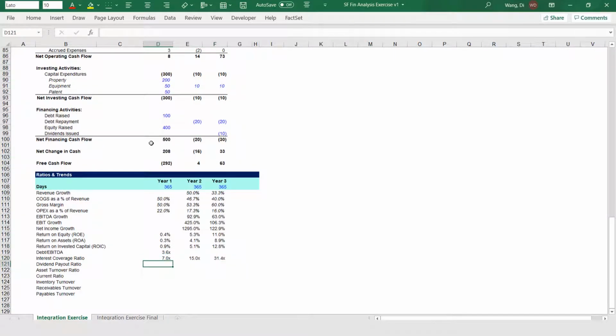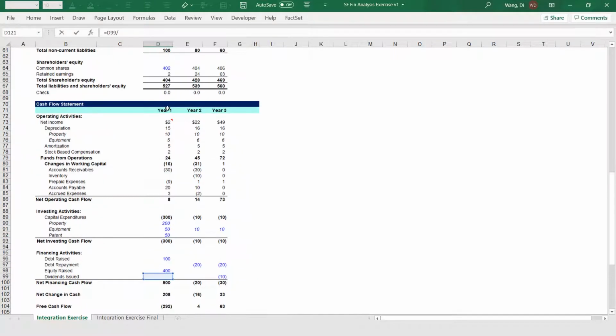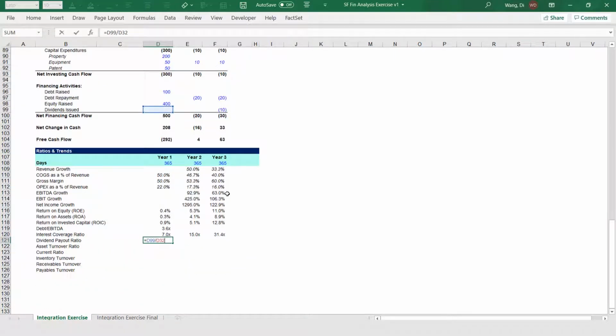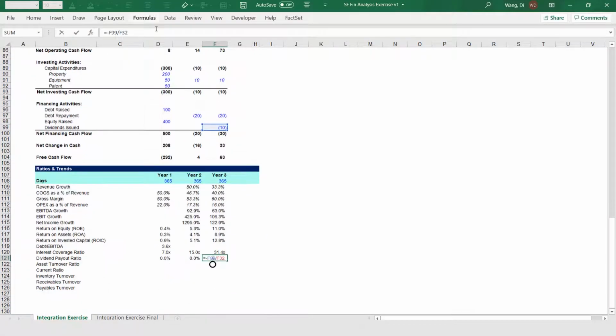Dividend payout ratio is going to be dividend issued divided by net income. So as you can see, year one and year two, we didn't have any dividends. But year three, we had $10 in dividends. And make sure that, again, we make this a negative figure so it cancels out the negative answer that we're going to be getting since we have a negative dividends issued figure here.